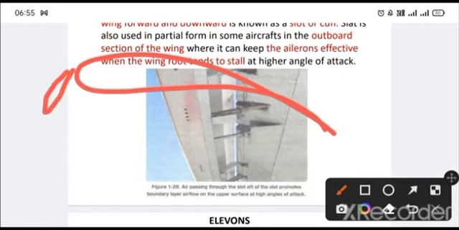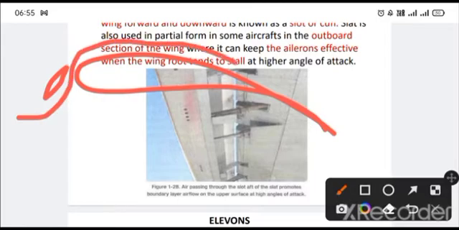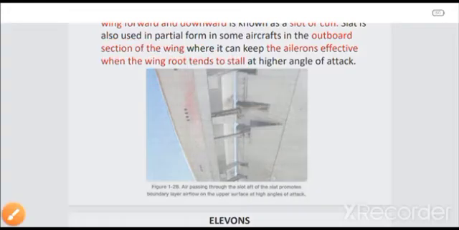When a slot is created, that slot energizes high speed air to flow over the aileron surface and allows the aileron surface to work properly. So that's the basic logic.